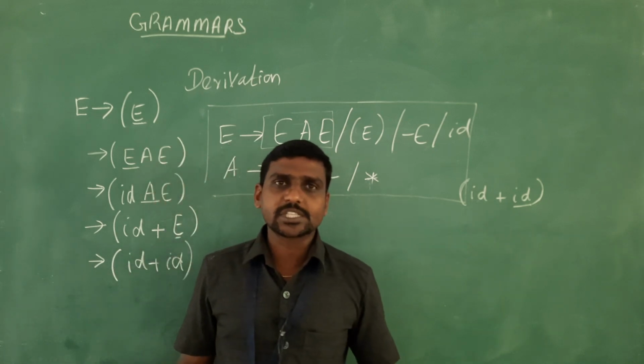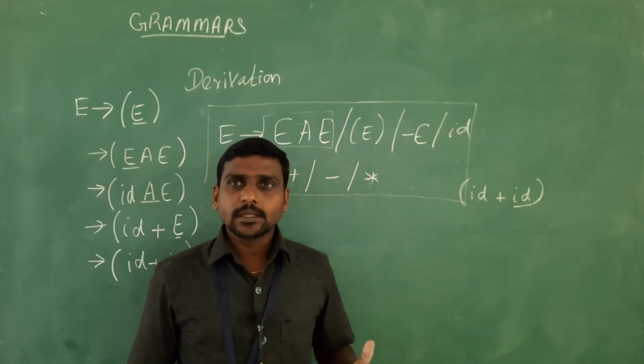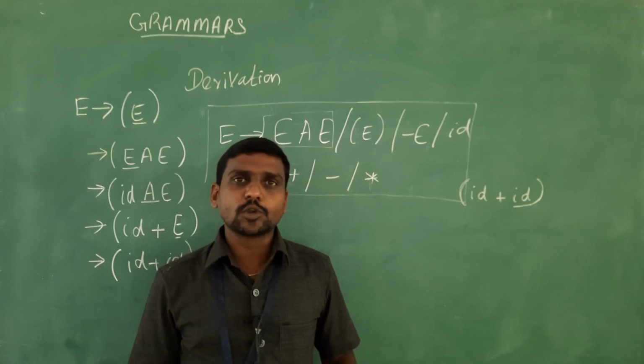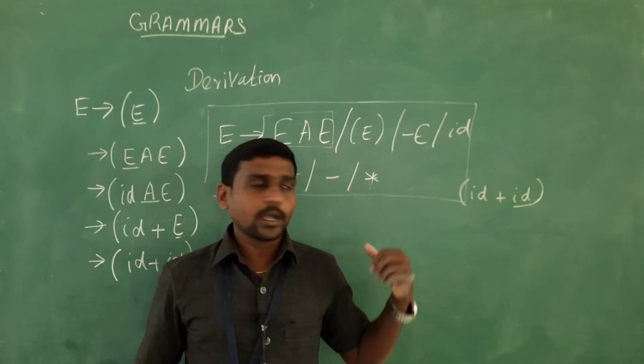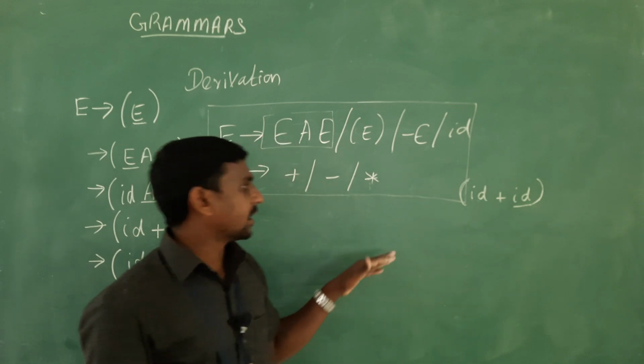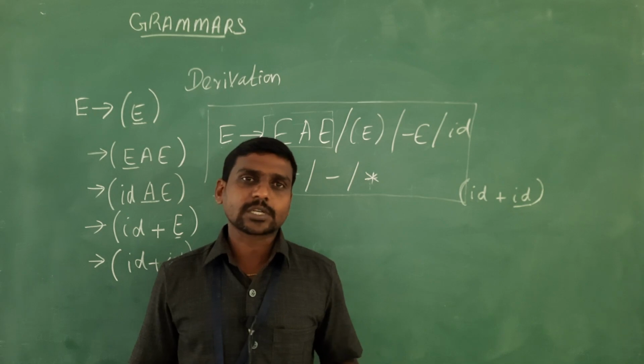So in today's video session, I taught you what is grammar, what is the use of grammar, and that the grammar is G equal to VTPS, and now this is the derivation. Derivation means expanding the start symbol until the given string is reached. In the next video session I am going to teach you what is parse tree and ambiguity.